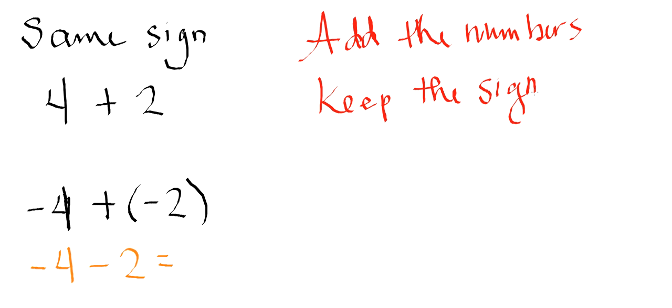So in my first math statement, my 4 plus 2 here, both of these numbers are positive, so I just have to add up the integers. 4 plus 2 is 6. Okay, but because they're both positive, my answer here also has to be positive.